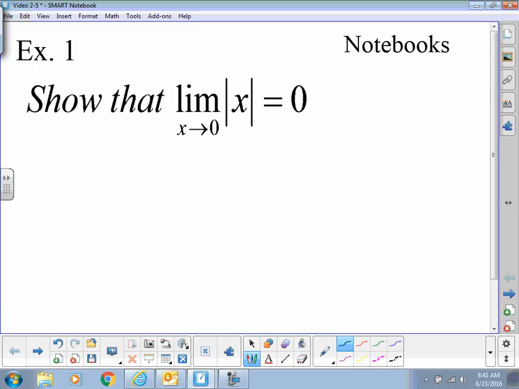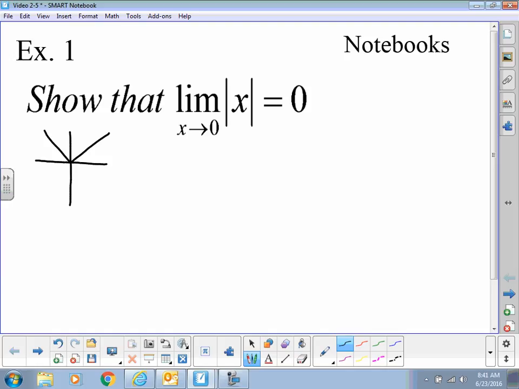So we're going to start out, we're going to look at the limit as x approaches 0 of absolute value of x. And we want to show that that limit is going to equal 0. Well, to start out, if we think about the graph of absolute value of x, probably graphically you could think about it and pretty easily see that the limit of it is 0. But we're going to show it algebraically.